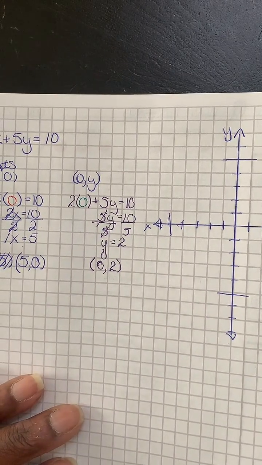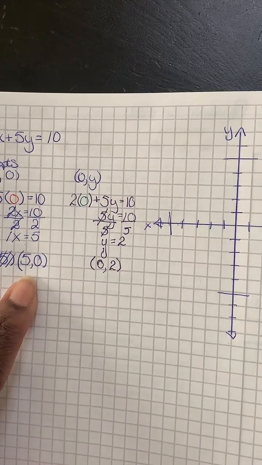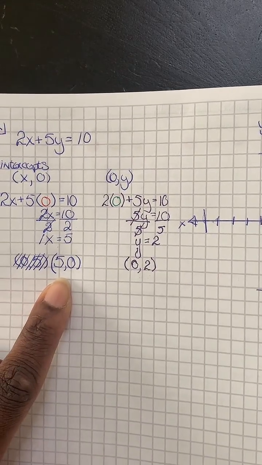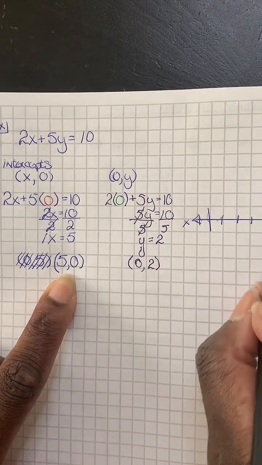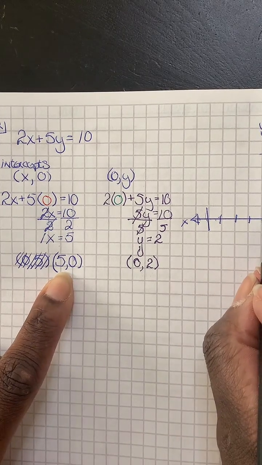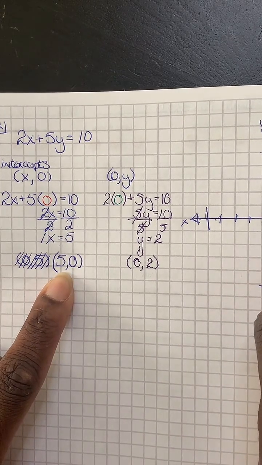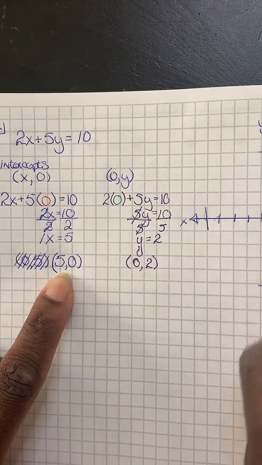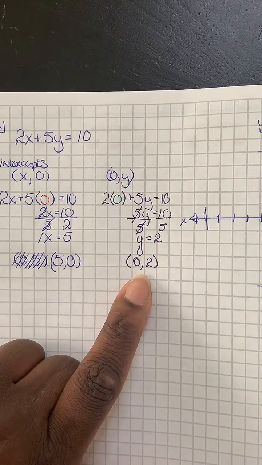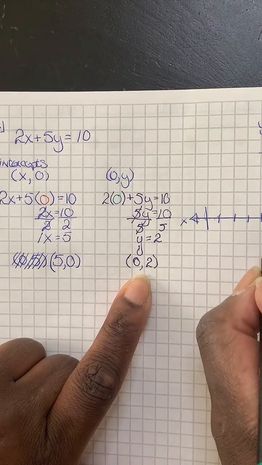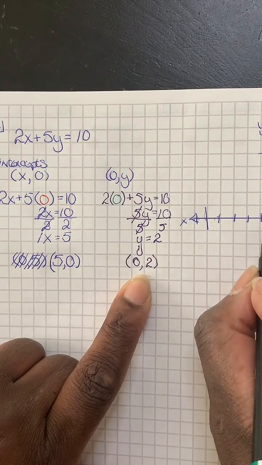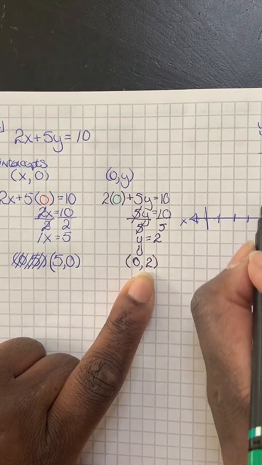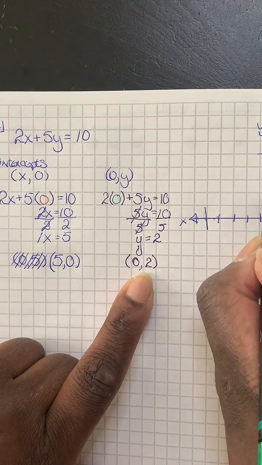All right. So we have a point, 5, 0. So my x value starting here at the origin, that means I go over to the right 5 and I don't go up or down. So that's where that point 5, 0 is. The other point is 0, 2. Starting at the origin, I don't go left or right because it's a 0, but I go up 2.